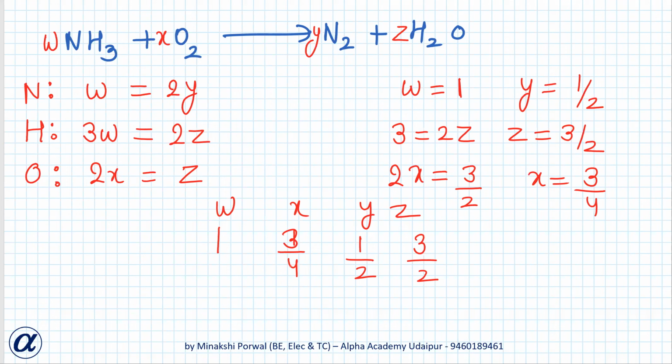Okay. So 4 is the LCM of 2 and 1. So 4 is the greatest denominator. We'll multiply by 4 everywhere. This will be 3. When 4 is multiplied by 1/2 it will be 2. And this will be 6. So our balanced equation will be 4, 3, 2 and 6. Okay. So we can write it this way. Final answer: 4, 3, 2 and 6.